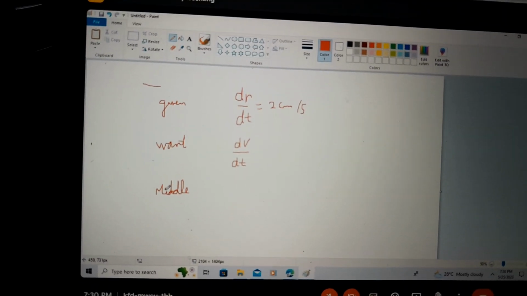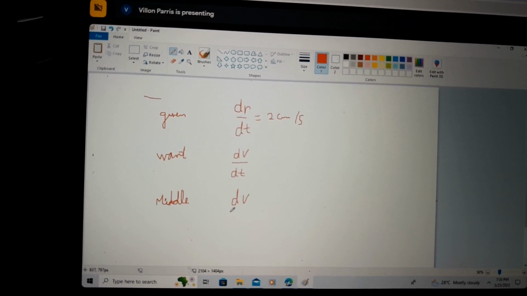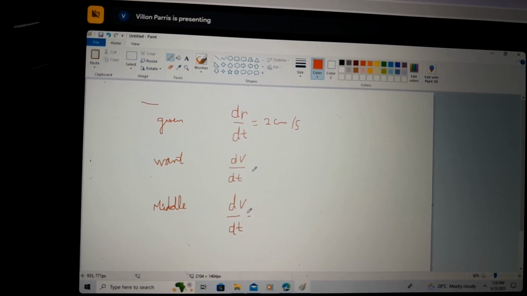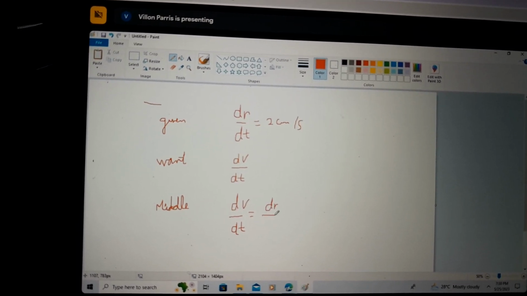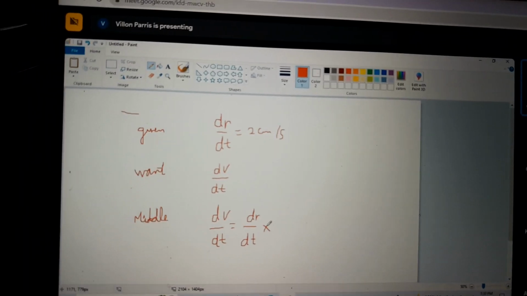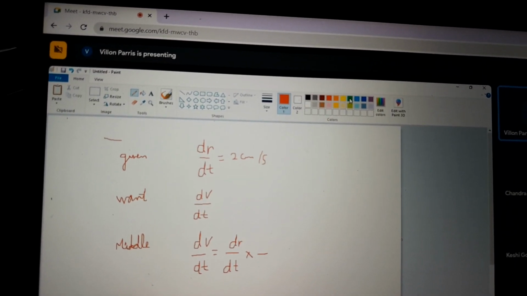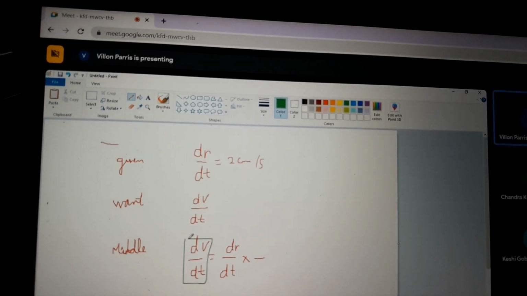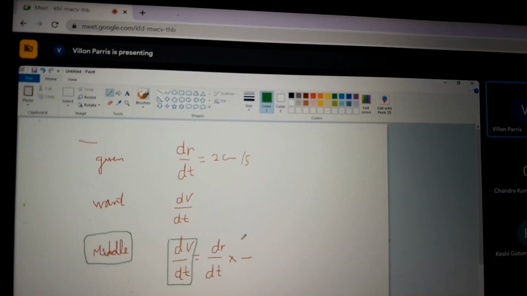So this is how I do it. I want dV dt. I already have dr dt. What do I need to multiply by? And when I cancel out, I'm left with dV dt, because this is what I want. So this middle one we're trying to find out. Who should I put here?